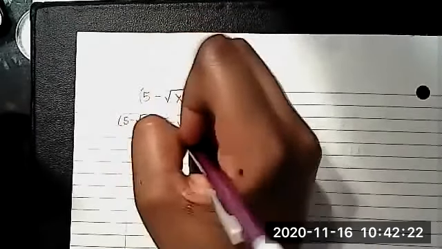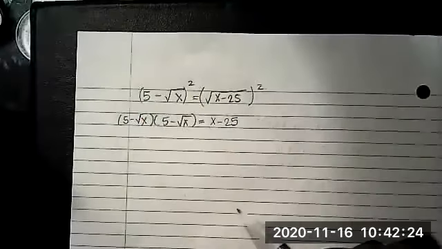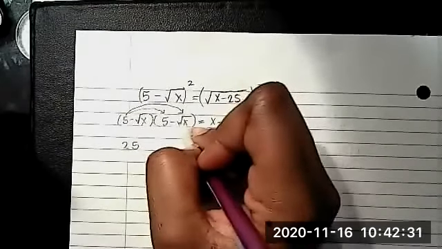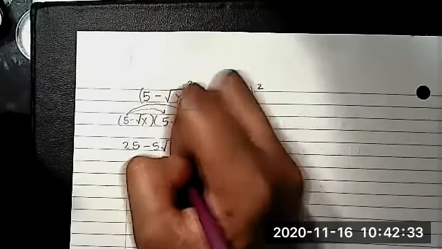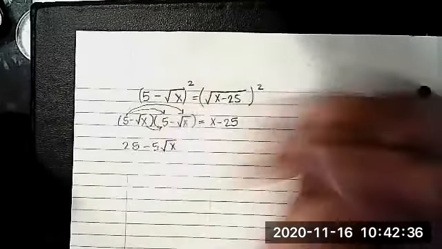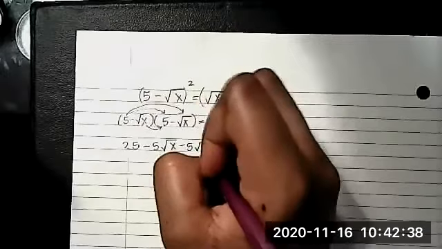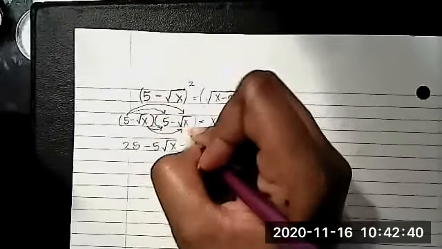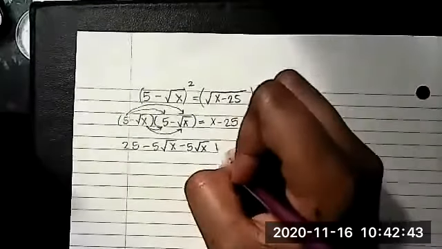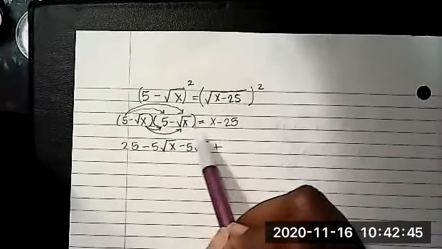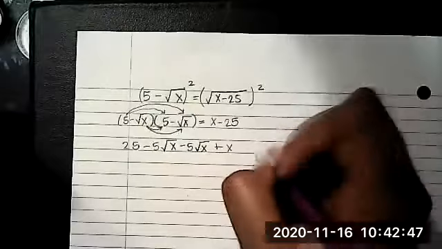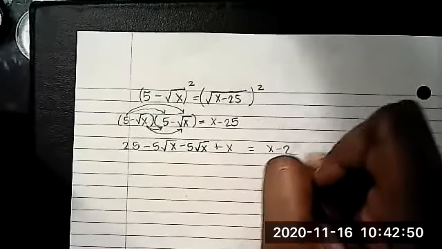Here, of course, if you're squaring it, it becomes 5 minus the square root of x and 5 minus the square root of x. Okay, 5 times 5 is 25. 5 times the negative square root of x becomes negative 5 square root of x. Negative 5 square root of x is negative 5 square root of x. And then, of course, 2 negatives become positive. And if you're multiplying square root of x times square root of x, this is x on the outside. And this is x minus 25 here.